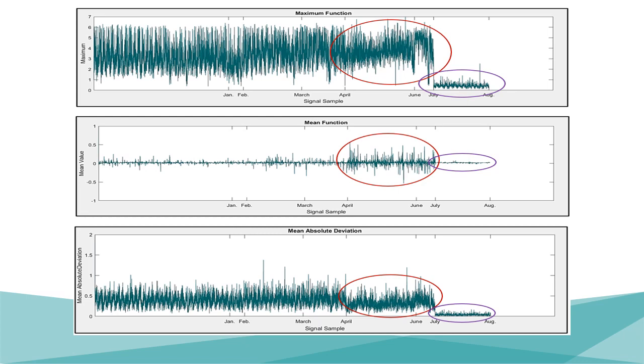From the plot, it is clear that the bridge had already been damaged in August, but the onset of it had already begun in the month of June.